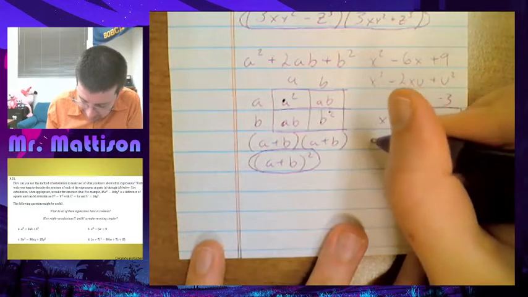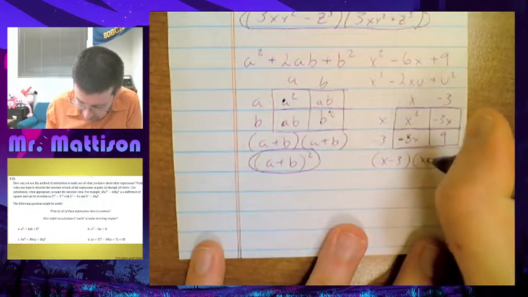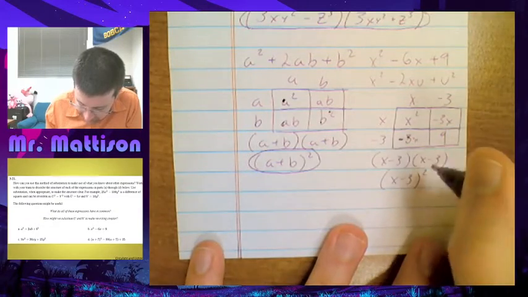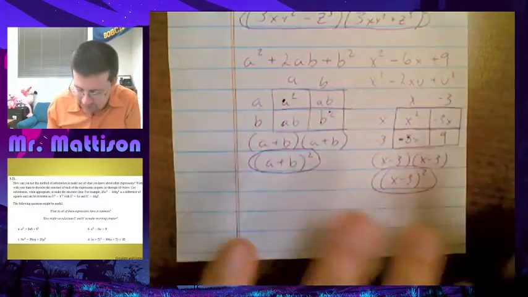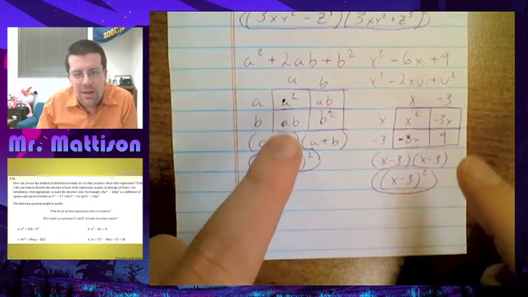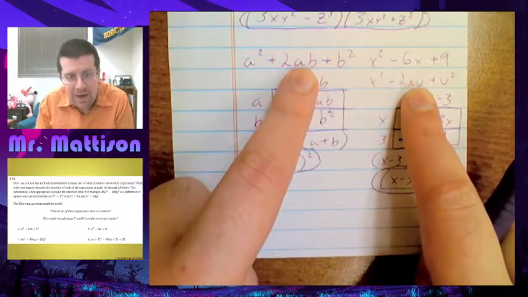3, this is negative, so it needs to be negative 3. So I get x minus 3 times x minus 3, also known as x minus 3 squared. So hopefully you see how these are similar here. You can see a very similar thing here, right? I could have seen, hey, here's my pattern. This is the exact same pattern.